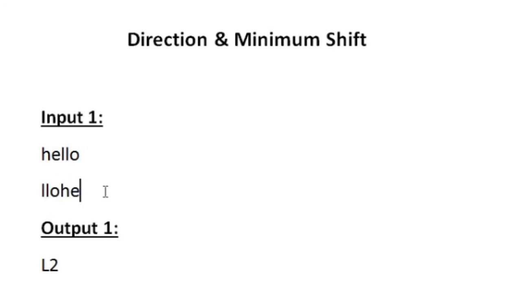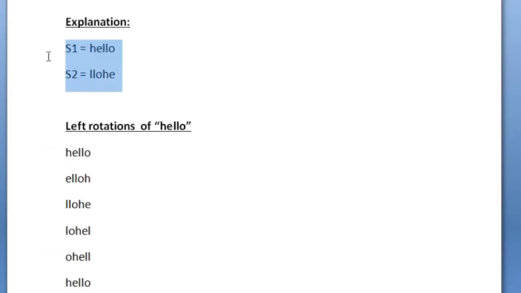Our task in this question is to find the direction in which, with minimum rotations, we can reach the string S2. So let us see how we are getting the value L2 for the sample input 1. So this is our sample input 1. Now let us find all left rotations of the string S1. These are all the possible left rotations of the string hello. Initially with 0 rotations the string remains as such.